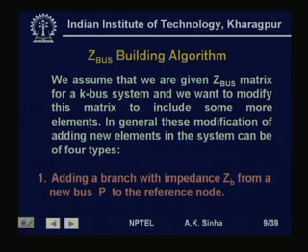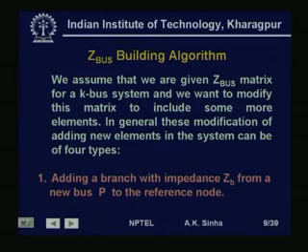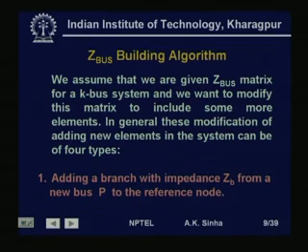Okay, so now we will get into the Z-bus building algorithm. What we do is, we start with an assumption that we already have some Z-bus matrix for say a K-bus system or an N-bus system, and we want to modify this matrix to include some more elements. That is, we already have a Z-bus, now we are adding more elements or making it larger for the modified system. So, what we are looking at is how we are able to modify the Z-bus to include other elements in the system.